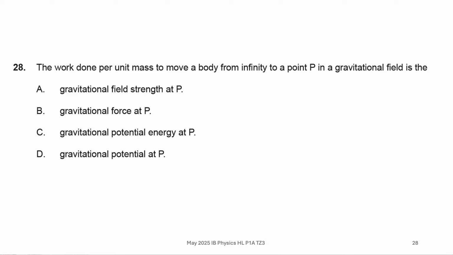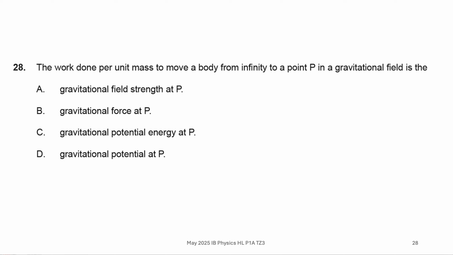Okay, this is a very rare kind of question you get, but it's a nice one to get, all about definitions. We're looking at the work done per unit mass in moving from infinity to point P, and we're trying to link that to one of the four quantities. Now, they're all very similar. We've got field strength, force, potential energy, and potential. Now, hopefully you're aware of the difference between these.